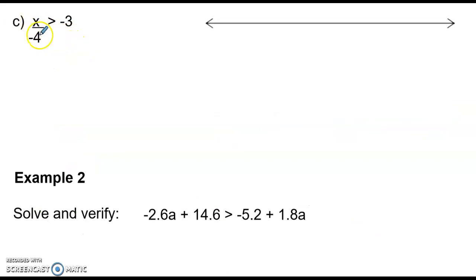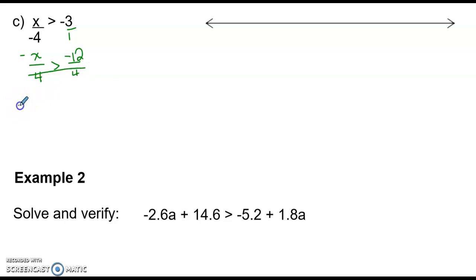So we have here x over negative 4 is greater than negative 3. Don't forget when we have fractions, we would like to have a common denominator. First of all, I'm going to move the negative up to the numerator. And I want my denominator to be the same as the other fraction. So 1 goes into 4 times. 4 times negative 3 is negative 12. So I have negative x over 4 is greater than negative 12.